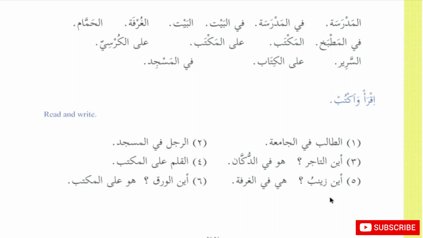أين زينب? Where is Zainab? She is في الغرفة, in the room. أين الورق? Where's the paper? هو على المكتب, it is on the desk. هو can also be used for male objects. They don't have to be human. Same thing for hiya as well.